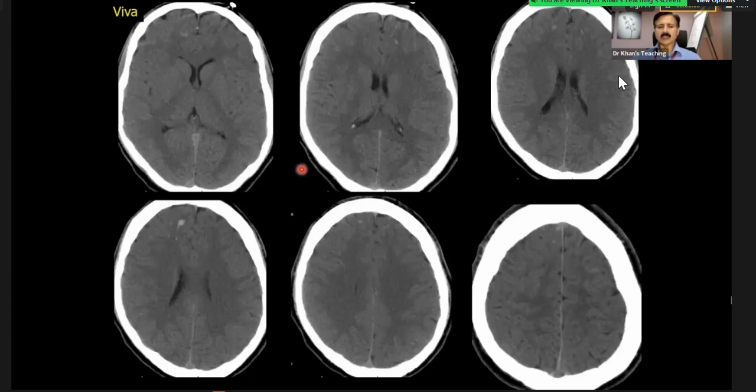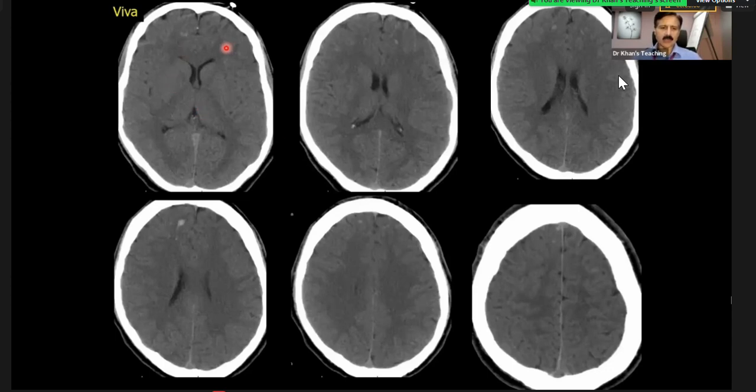MR is better than CT. Nobody does an MR acutely, but after a few days, if the patient is not recovering, they will do MR. Even on a FLAIR type of sequence or a T2 weighted sequence, you can see high signal, where on a CT you might not pick up. But the king sequence, exam sequence, is a T2 star or a susceptibility weighted image. You have to ask, and the Viva will go in that direction.